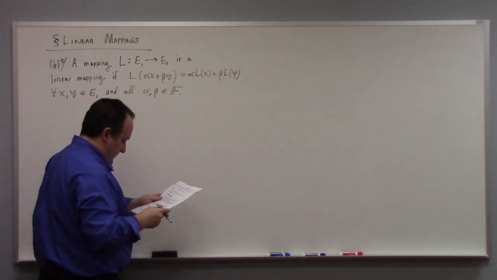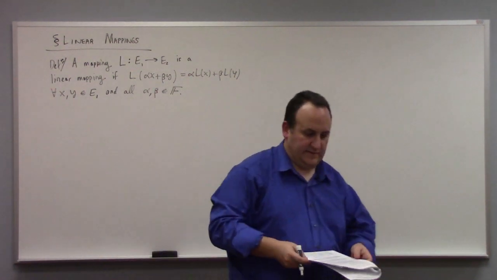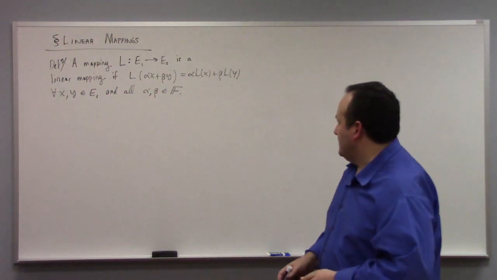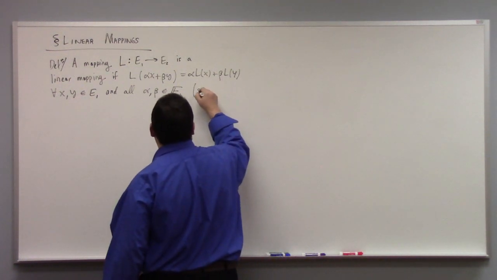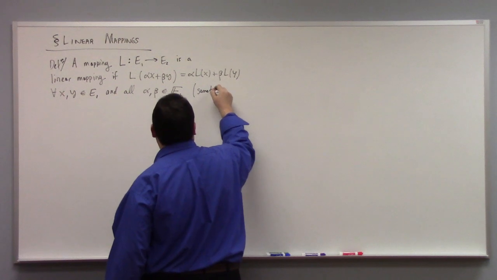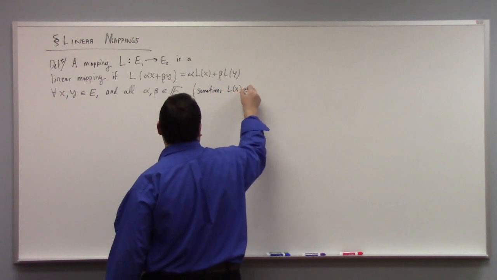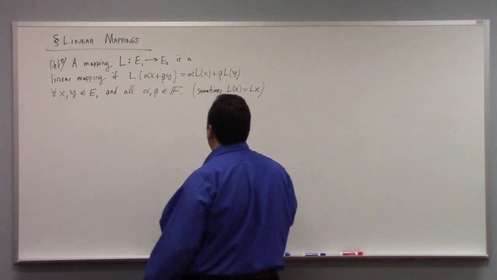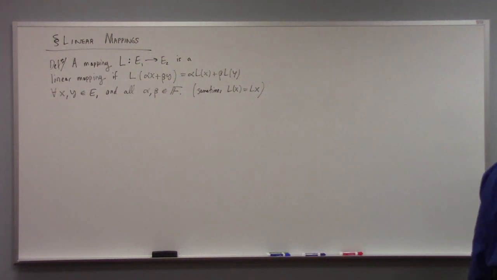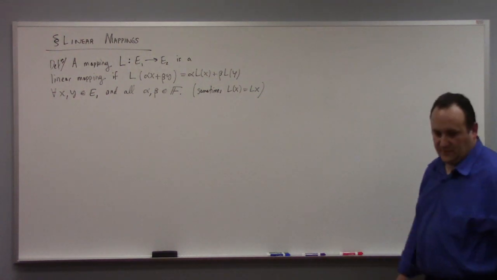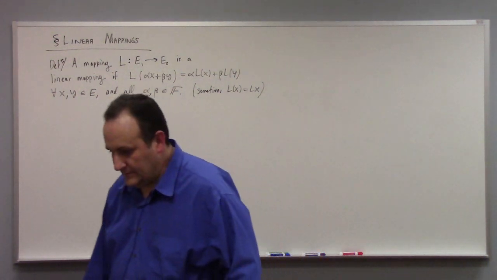So we can talk about real linear mappings, we can talk about complex linear mappings. The textbook says sometimes L of x is just written Lx. I don't do that usually. I just don't like it. But you know, I'm a glutton for unnecessary parentheses. That's kind of my ninja way.